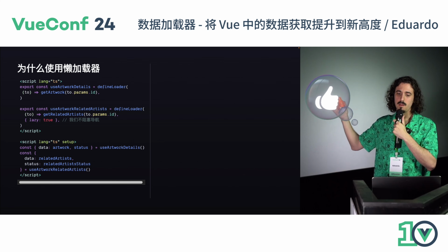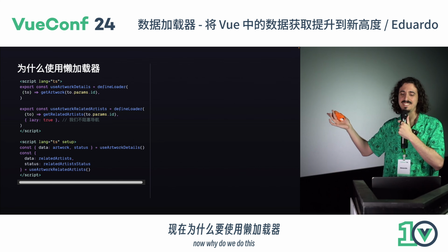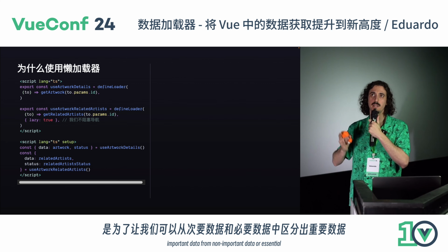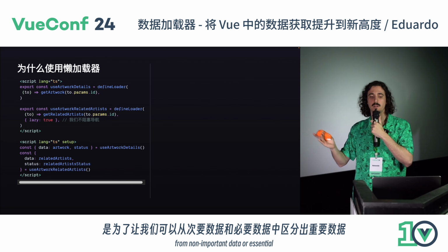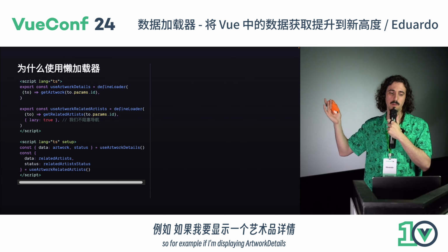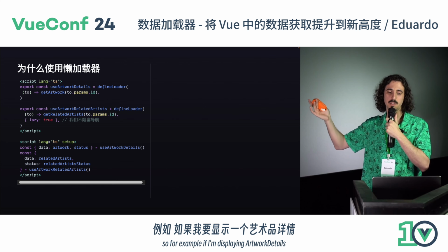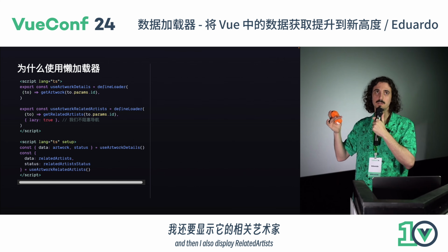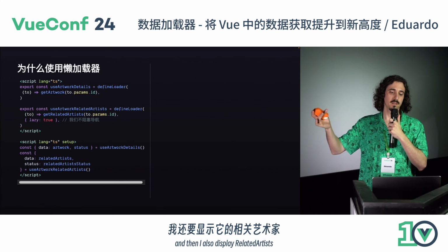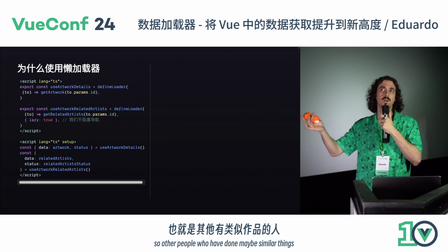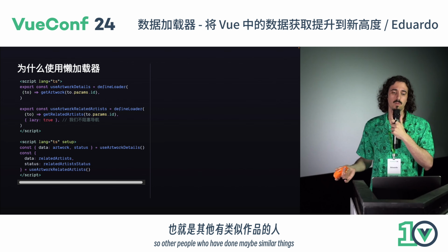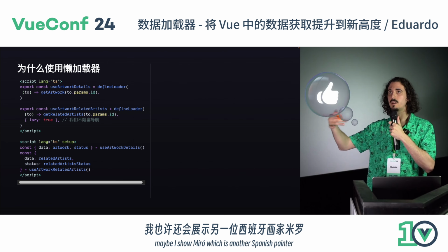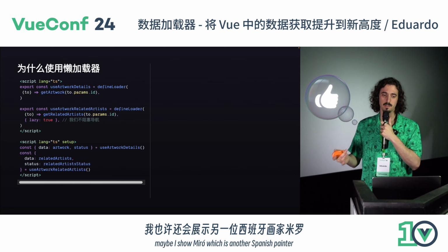Now, why do we do this? It allows us to distinguish important data from not important data, or essential. For example, if I'm displaying artwork details like paintings or sculptures, and I'm also displaying related art or related artists, so other people who have done maybe similar things. For example, if I have Picasso art, maybe I show Miró, which is another Spanish painter.